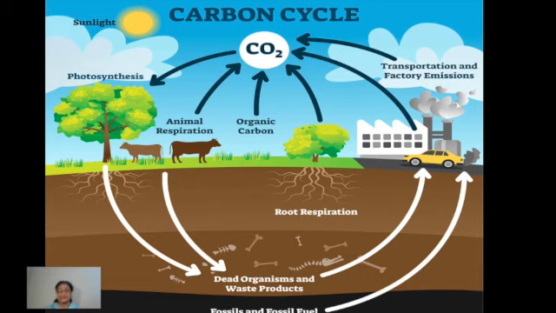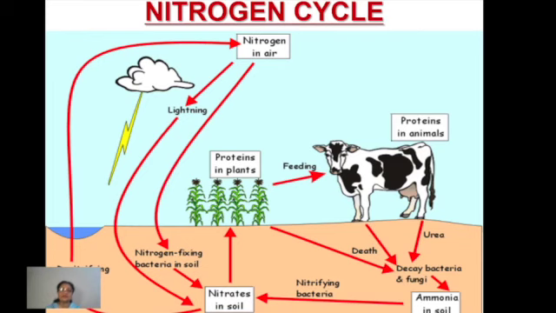So once again, I'm telling you, to maintain a balance, to let all these cycles continue in a balanced manner, we need to plant more and more trees. So this is about the carbon cycle and oxygen cycle. Now one more cycle is there to be discussed here. This is the last topic which we need to discuss, that is nitrogen cycle.